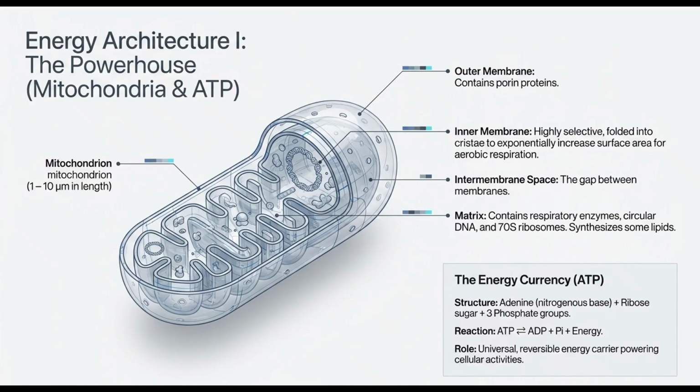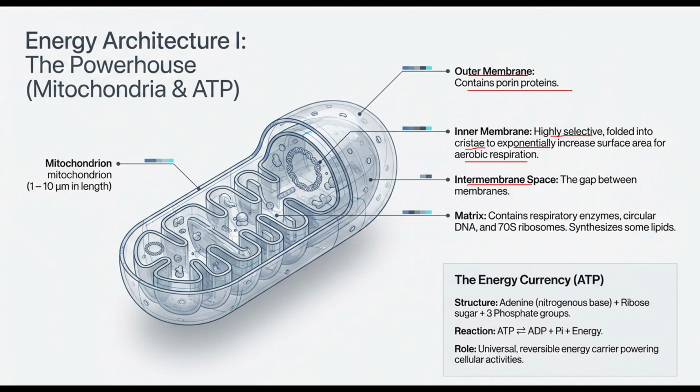So this energy powers the numerous cellular processes. So these are the mitochondria. We have a number of mitochondria. And what is the outer membrane? It contains protein, right, the porin proteins. Then the inner membrane, highly selective, folded into cristae to exponentially increase the surface area for aerobic respiration.